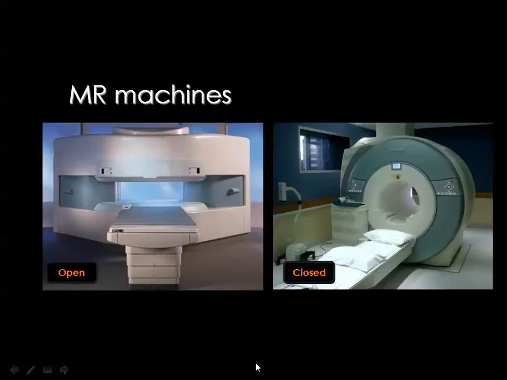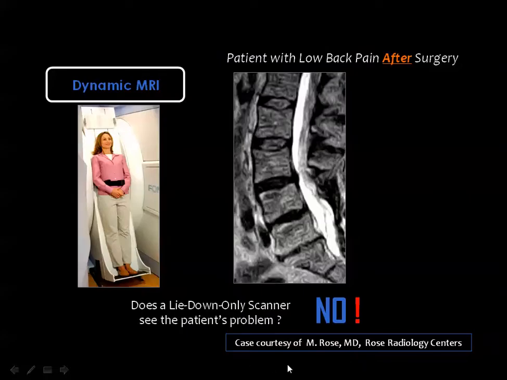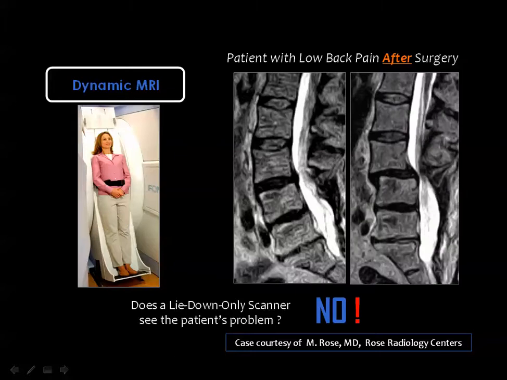And you know we have four types of MR machines: the closed magnet, the open magnet, and this is an example of the closed magnet, and the extremity magnet, and also the dynamic magnet, which is an important tool for evaluation of the spine pre and post-operative. And actually you need to detect the real changes in the spine, and you have to image the patient while there is some axial load on the vertebral column.